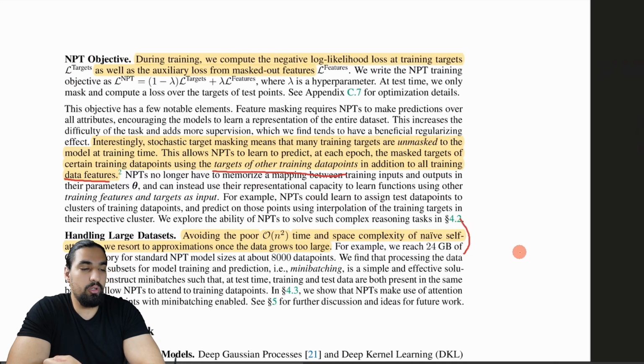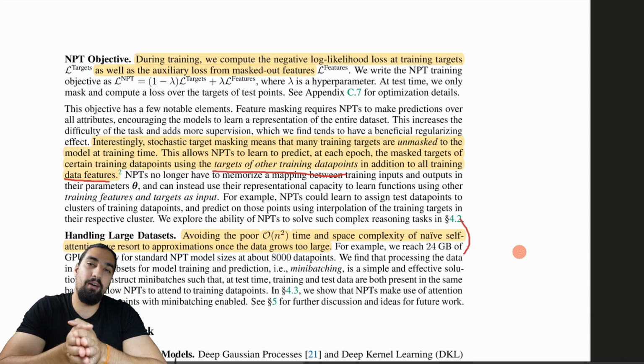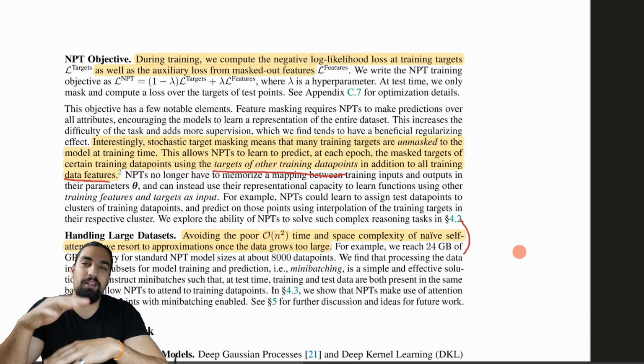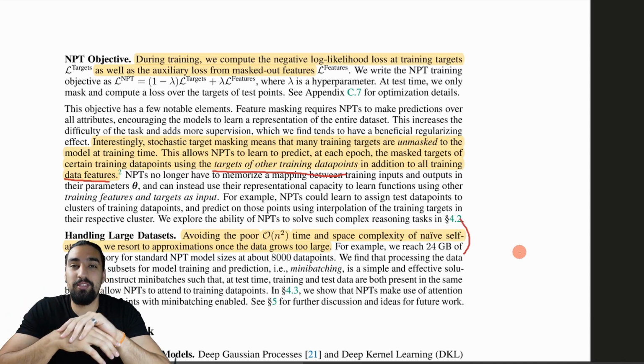Here, just a short note: obviously this approach will have some problems with scaling because they are attending a bunch of training data points during inference as well. And yeah, that's something that future research will need to tackle.